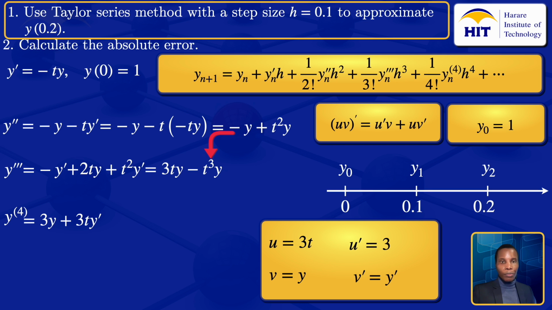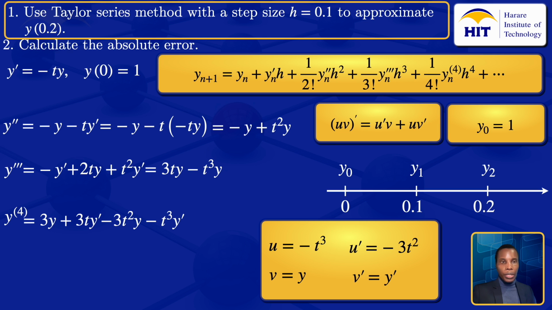It's a product, so we have to use the product rule again. We obtain our u equals minus t cubed, and our u prime, differentiating with respect to t, we get minus 3t squared. And we have that our v equals y, and the derivative of v, which is v prime, will be equal to y prime. Substituting into the formula for the product rule, our result for the second part is minus 3t squared multiplied by y minus 3 minus t cubed multiplied by y prime.